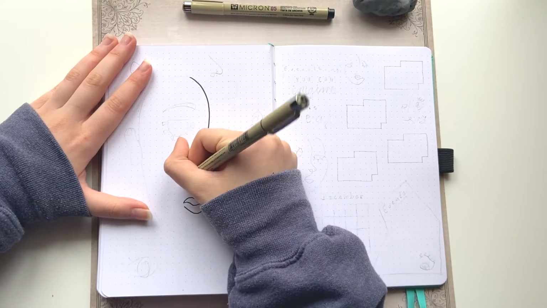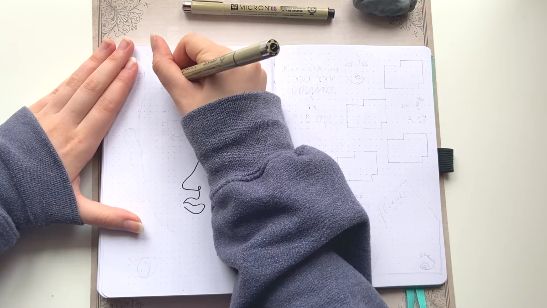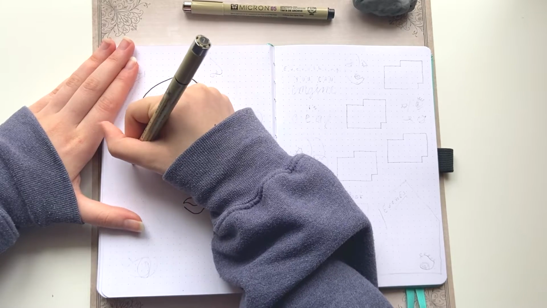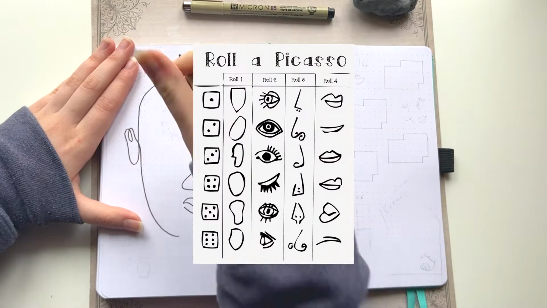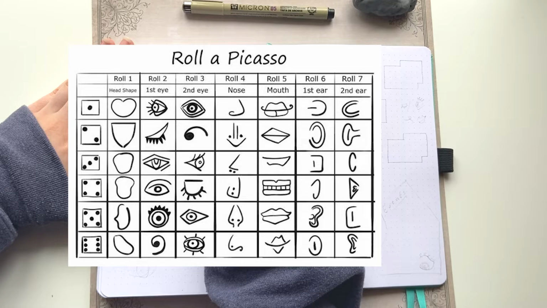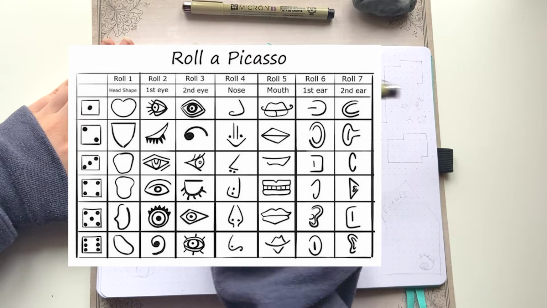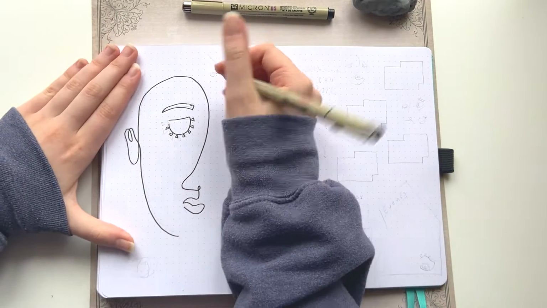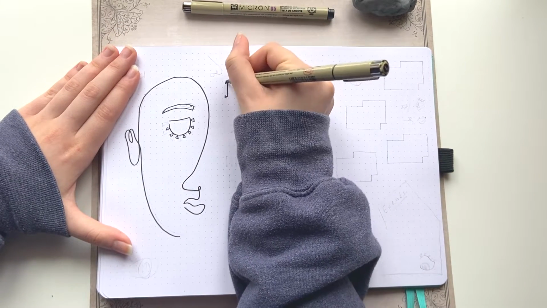Basically, this theme is based off Pablo Picasso, and specifically off these things that I found on Pinterest. On Pinterest there's these things called Roll a Picasso, and this is what I used to do my art history project in high school. It's just a very fun way to easily make a fun little abstract face that's Pablo Picasso style. I found it really fun.